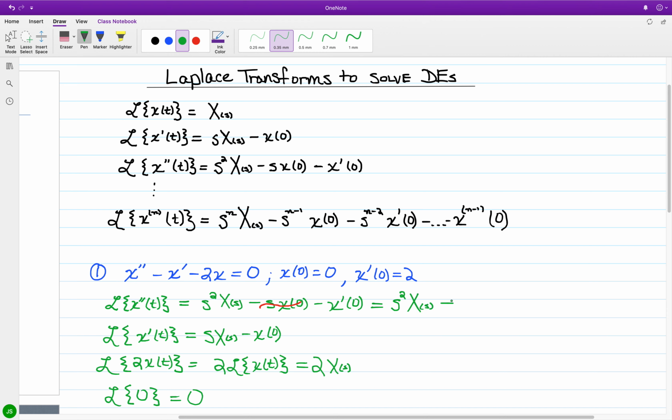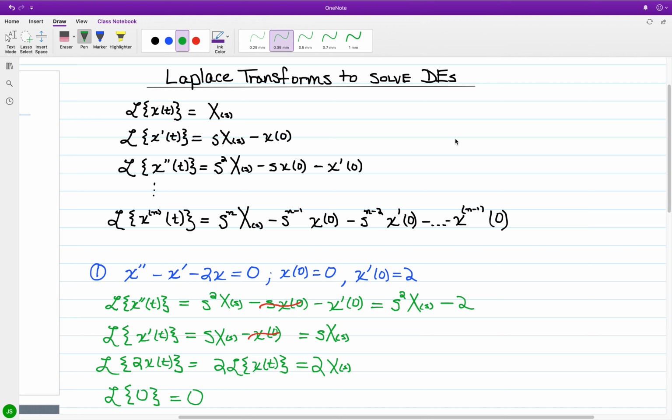Now for the first order derivative term, the Laplace transform is s times the Laplace transform X of s minus x naught. Again, x naught is negligible, so for x prime of t we have s times the Laplace transform X of s. And for 2x, the Laplace transform is 2 times the Laplace transform X of s. And the Laplace transform of 0 is equal to 0.